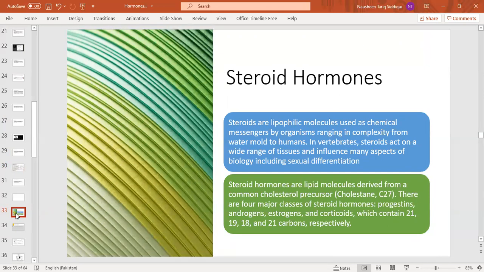Steroid hormones are lipid molecules derived from a common cholesterol precursor, cholesterol. There are 4 major classes of steroid hormone: progestin, androgen, estrogen, and corticoids, which contain about 21, 19, 18, and 21 carbon respectively.